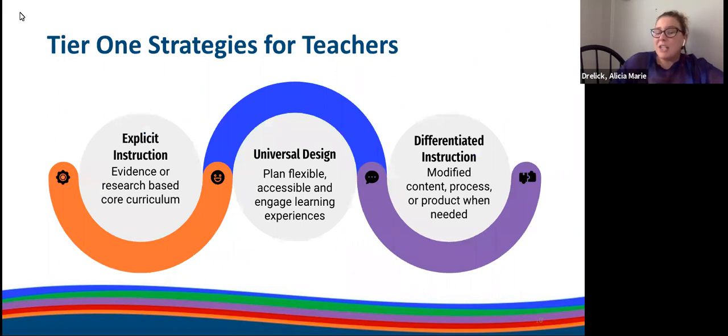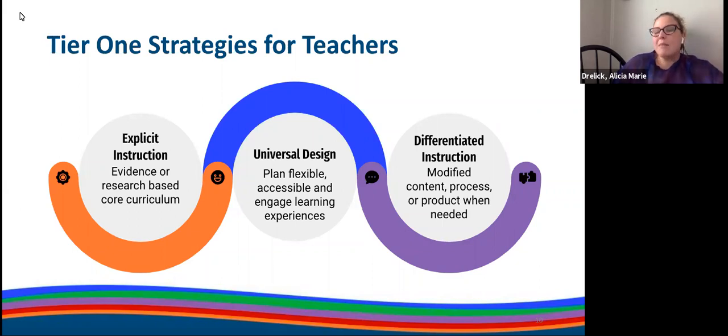For tier 1 strategies for teachers, again, we want to first make sure that we are using explicit instruction and teaching our core curriculum with fidelity. And oftentimes this is easier said than done. You want to make sure that you are abiding by the scope and sequence of your curriculum and teaching using the methods that are outlined in your curriculum and teacher's guide.